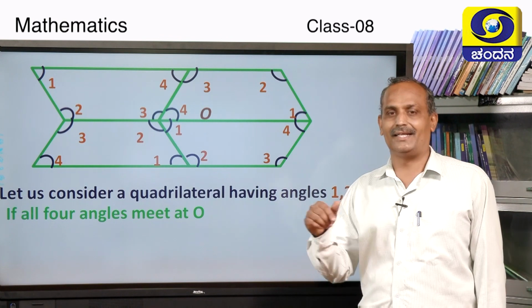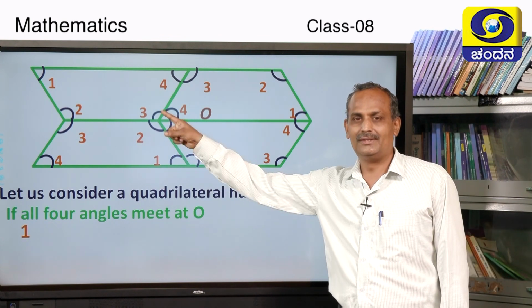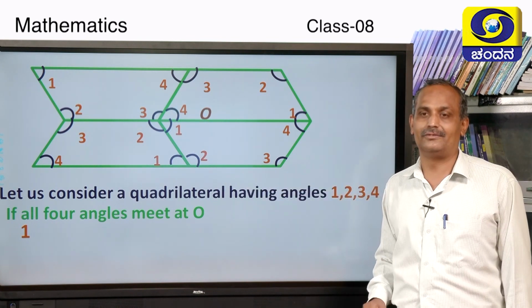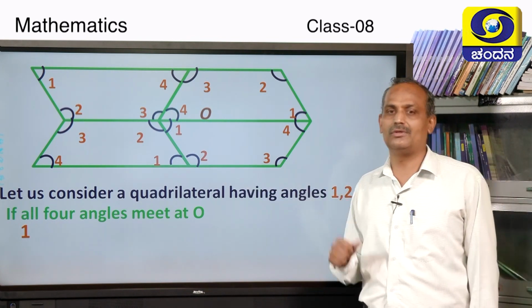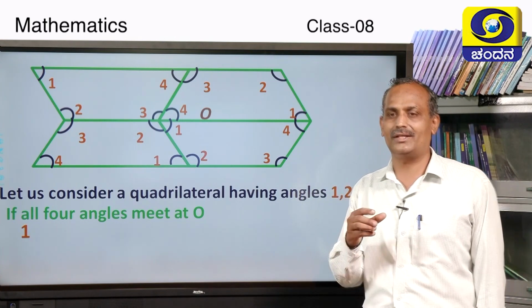What are the angles at O? You can see it here. At O, 1, 2, 3 and 4. There are 4 angles, is it not? What are these 1, 2, 3, 4? These are the angles that were recognized for the original quadrilateral.